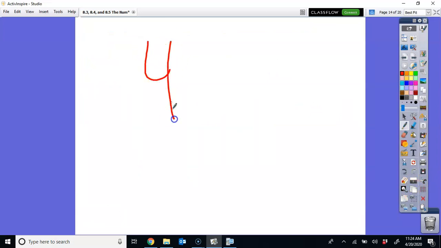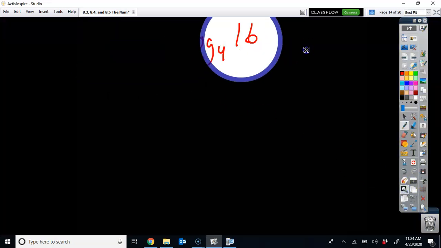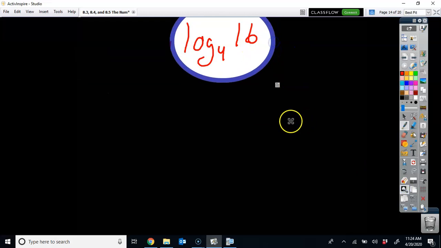If you had 4 raised to the log base 4 of 16, the answer to that would be 16. But why? Here's the reason why. If you zoom in and look at just the log base 4 of 16, 4 to what power is 16? Hopefully you're screaming at the camera that that is 2. The screen, I should say. Log base 4 of 16 is 2. So the answer to this whole logarithm is 2.